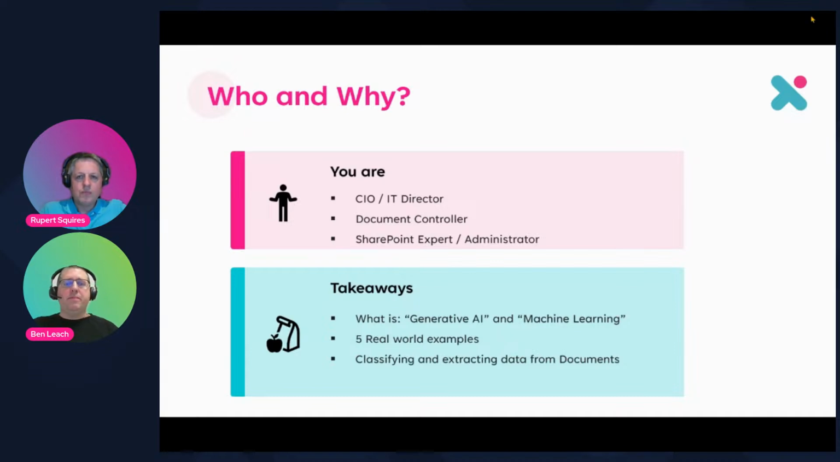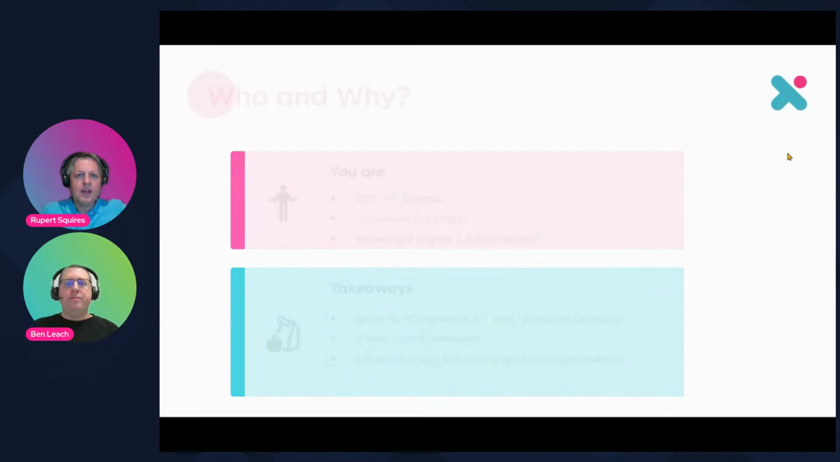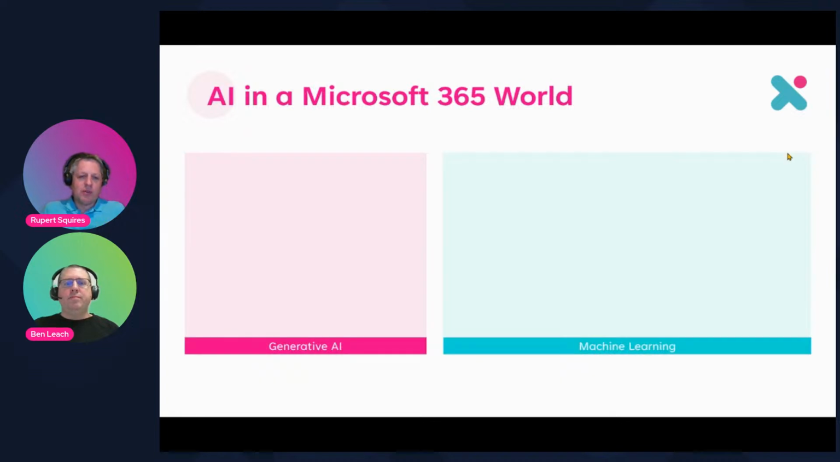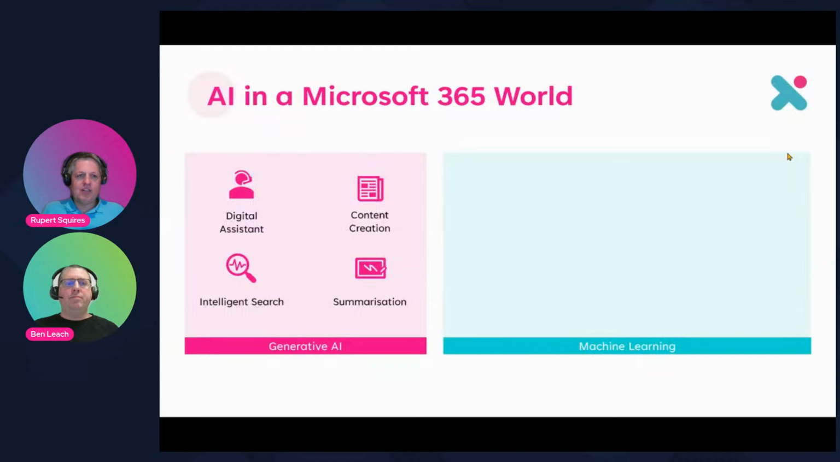from documents. Perfect. Okay. So when I think about AI, I think it really comes into two core camps. There's a generative AI side and there's a machine learning side to it. So when I think about generative AI, I'm thinking about maybe a digital assistant, so some kind of chatbot where maybe I'm trying to resolve an issue that I have or query some information or knowledge. That's one side.